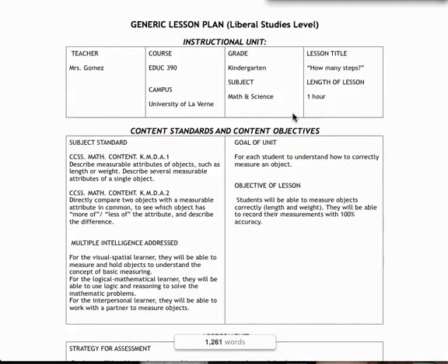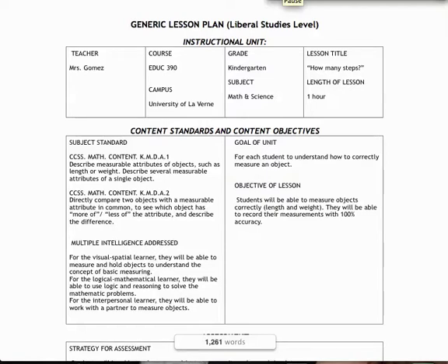The subject standards used in this lesson are describe measurable attributes of an object such as length or weight, describe several measurable attributes of a single object. The second one is directly compare two objects with a measurable attribute in common, to see which object has more of or less of the attribute and describe the difference.